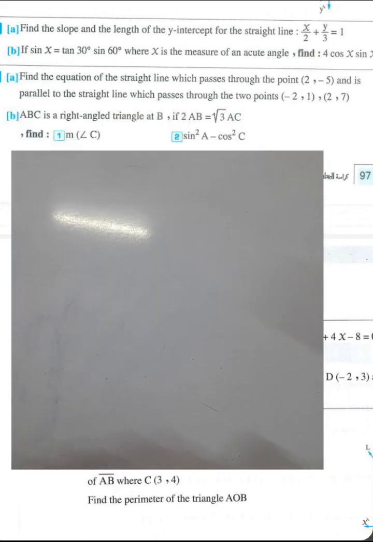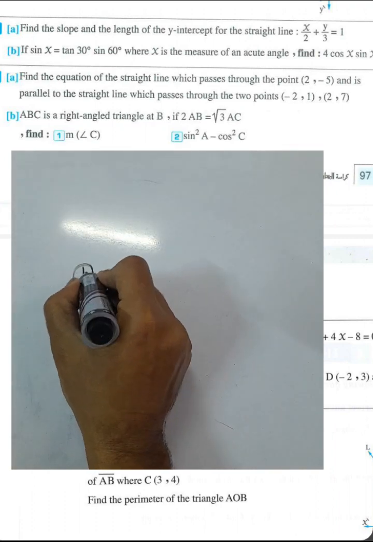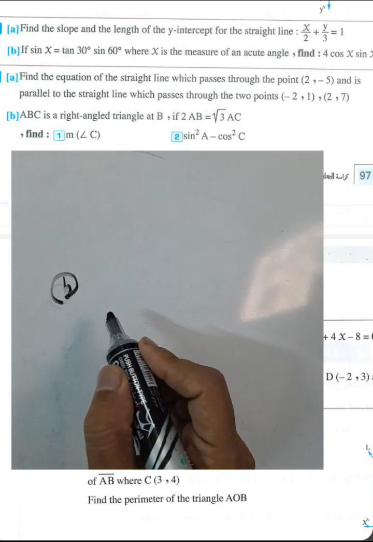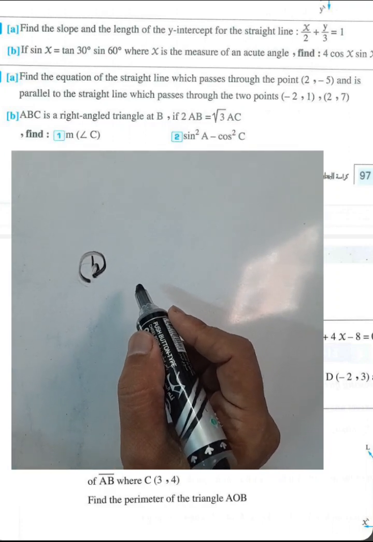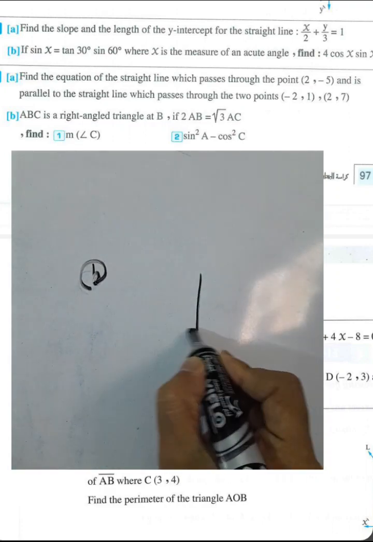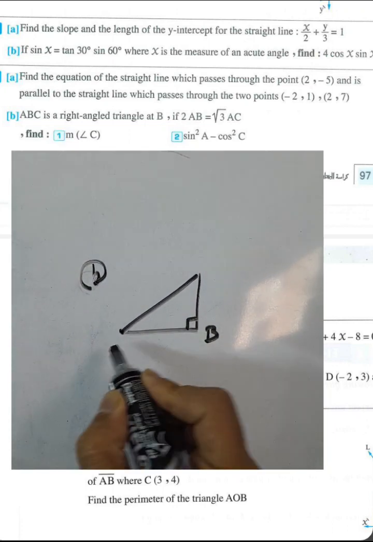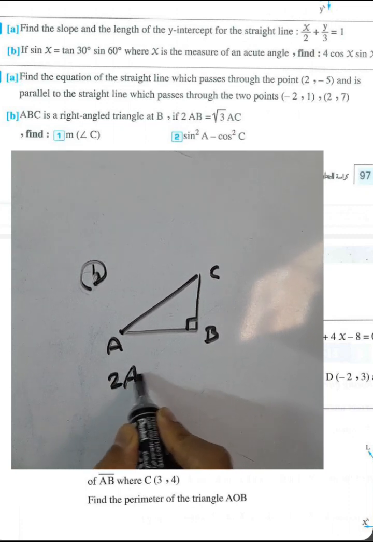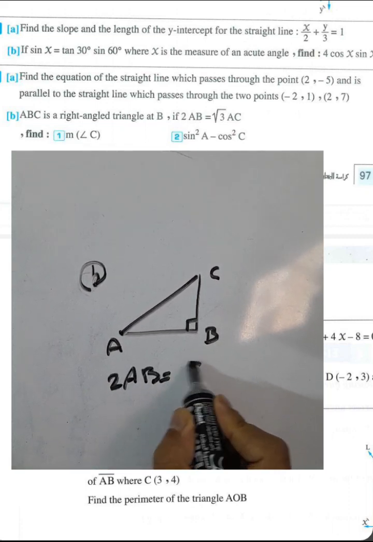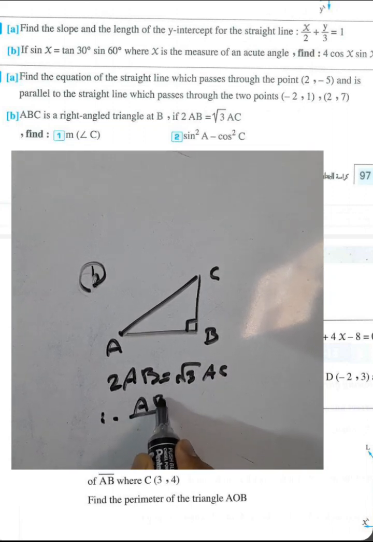Look with me at question letter B. We have triangle ABC, a right-angle triangle at B, and twice AB equal root 3 AC. First, we can draw the triangle here, right-angle at B. We have ABC, and they give us twice AB equal root 3 AC. Then we can find the ratio between AB and AC.